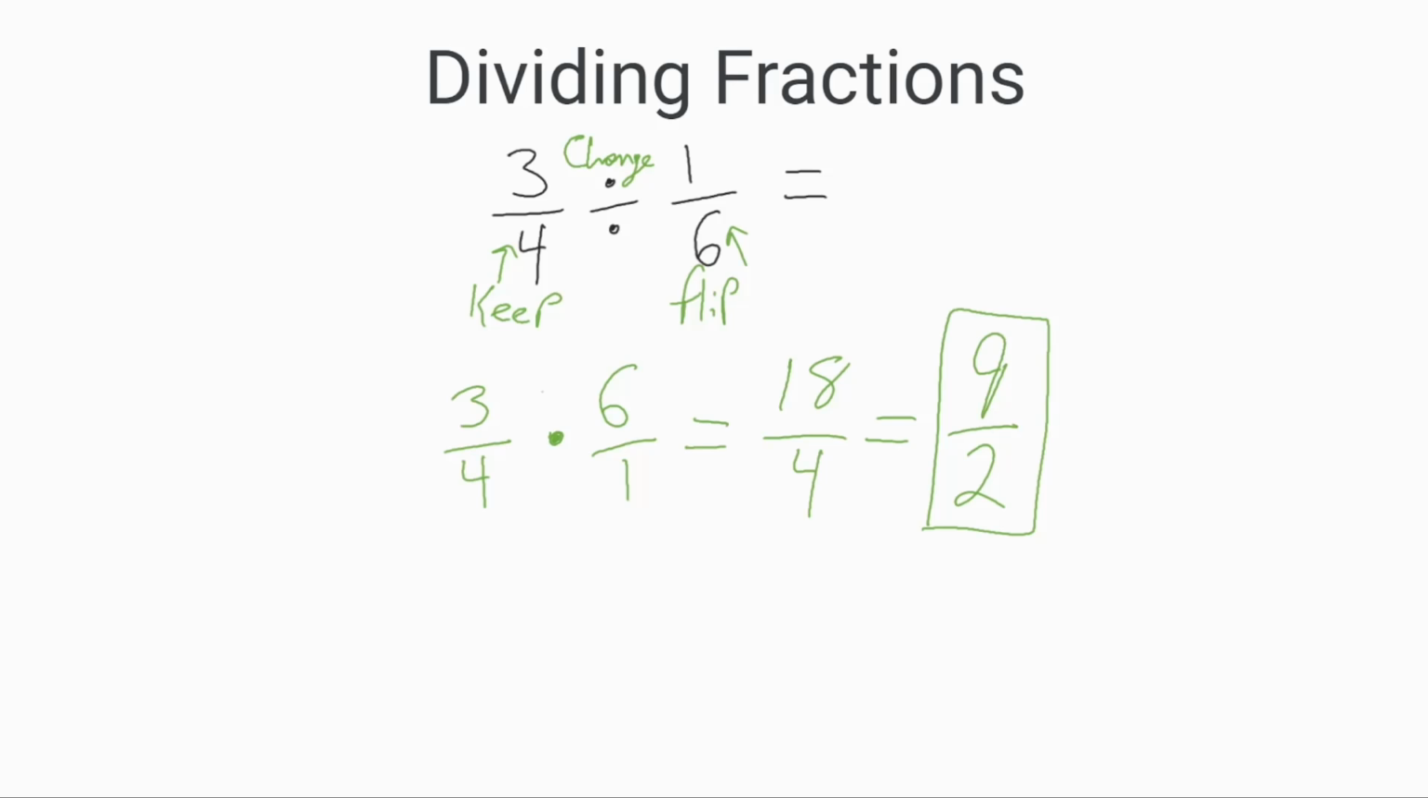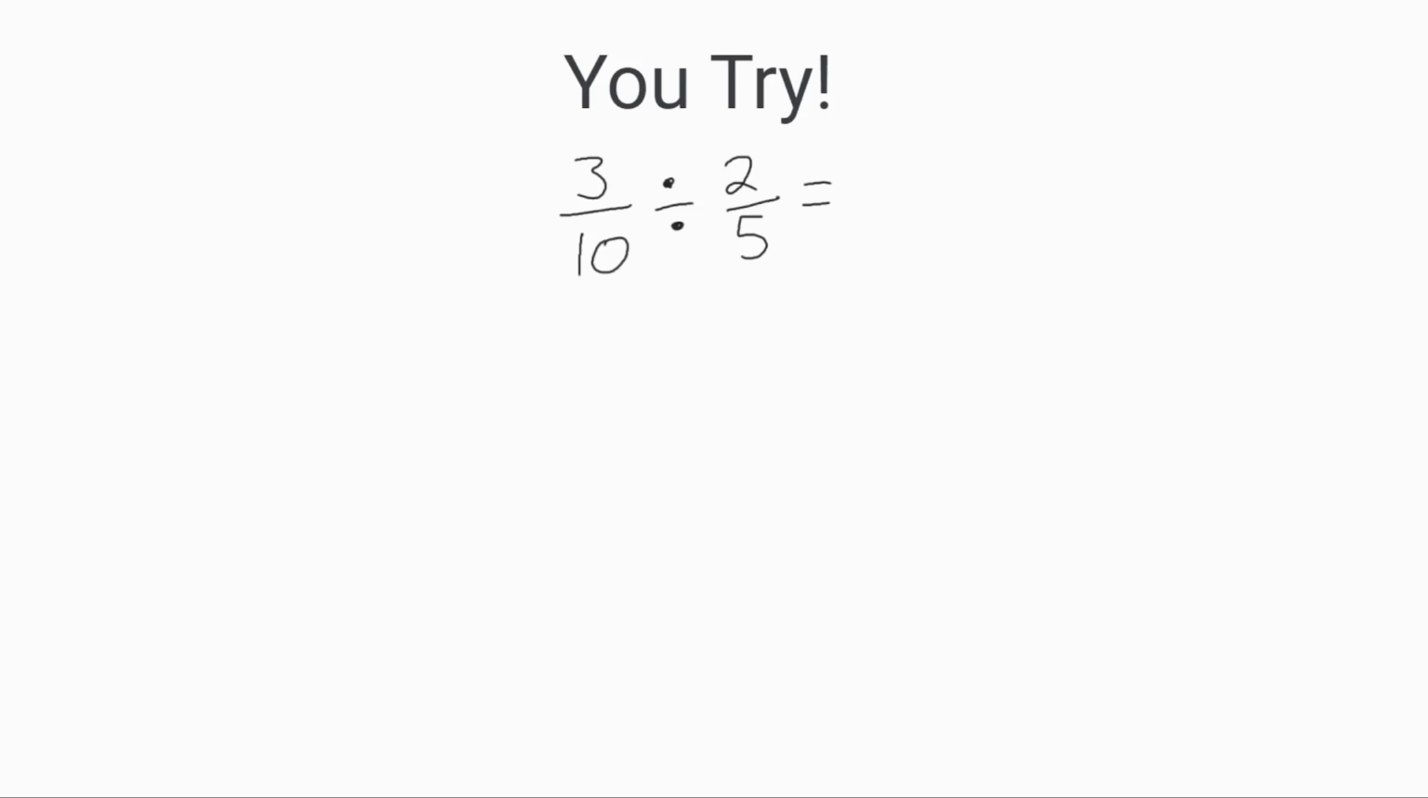Now we got one example for you to try for this. So let's go ahead and look at it. So here we have 3/10 divided by 2/5. Remember, we need to do that keep, change, flip. I keep my first fraction, I change to a multiplication, and I flip the second fraction. So again, keep 3/10, change the division to a multiplication, flip the 2/5 into a 5/2.